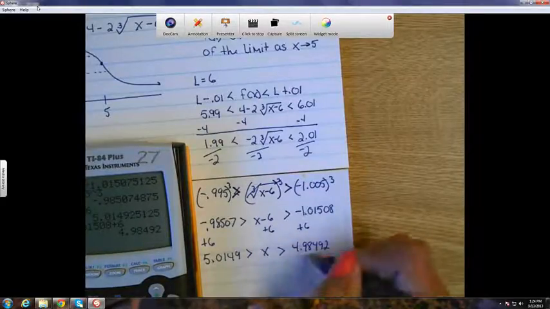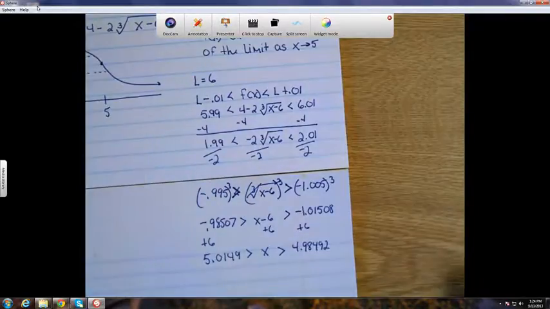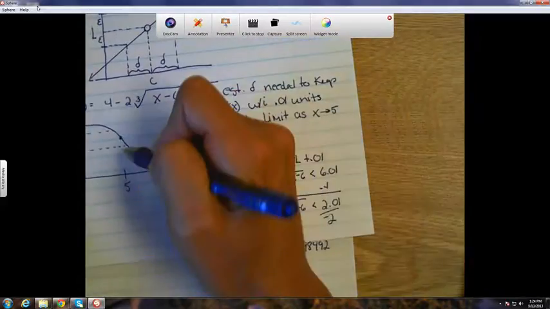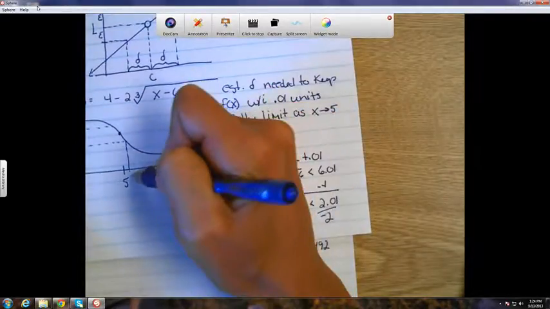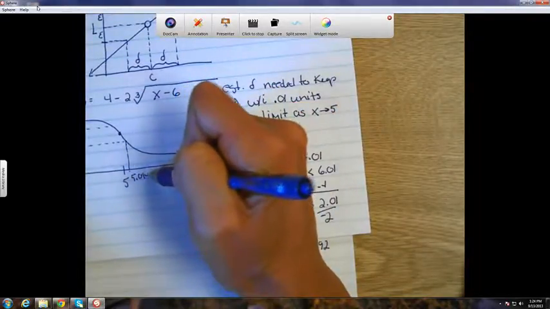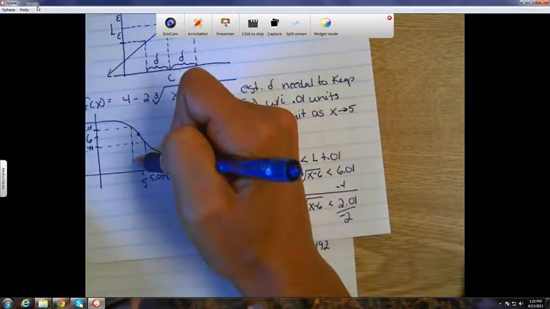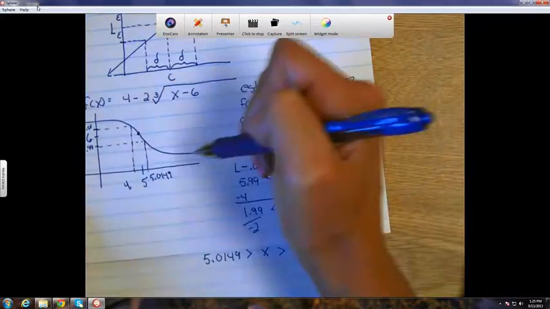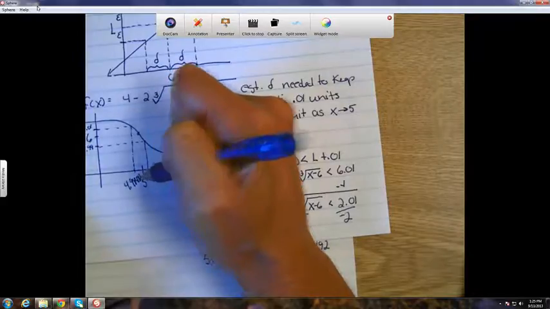to be symmetrical, and you always want the smallest delta. So, what I found are those two x values on the graph at the intersections. This one is at 5.0149. This one is at the 4.98492. And now we still have to find the delta.